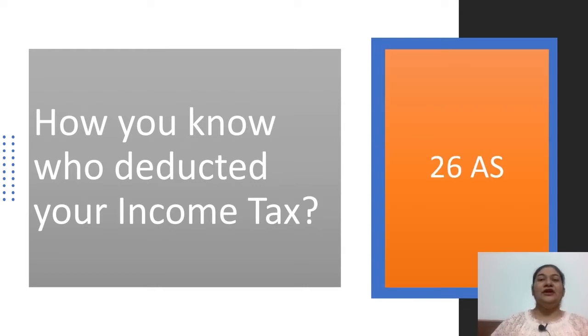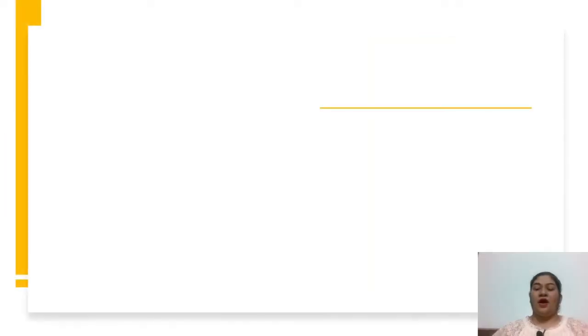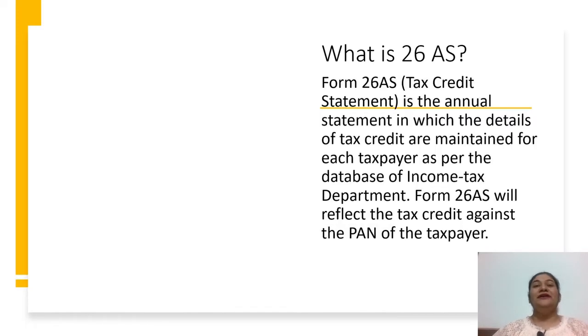Okay friends, how do you know who deducted your income tax? As I said, 26AS is the answer. What is 26AS? It's a tax credit statement. It's an annual statement in which the details of tax credit are maintained for each and every taxpayer. The data is as per the Income Tax Department database. Form 26AS reflects the tax credit against each and every PAN.